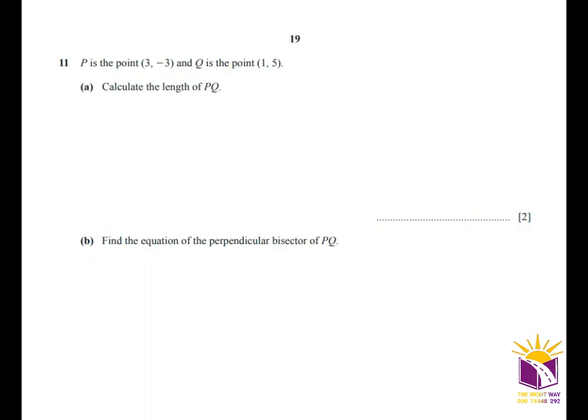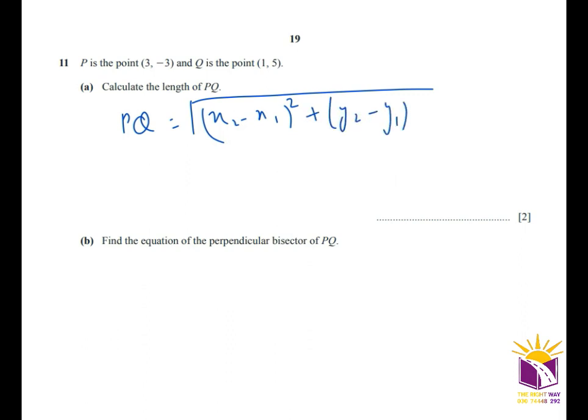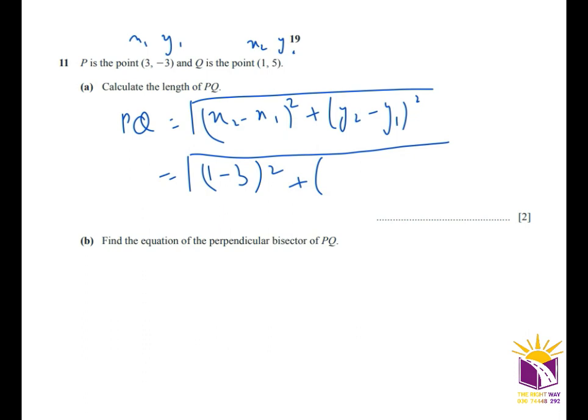Question number 11. P is the point (3, -3) and Q is the point (1, 5). Calculate the length PQ. For PQ, I am going to use the formula square root of (x2 minus x1) squared plus (y2 minus y1) squared, and it will be equal to (1 minus 3) squared, as it is x2, y2, x1, y1. So (1 minus 3) whole squared plus (5 minus minus 3) whole squared.